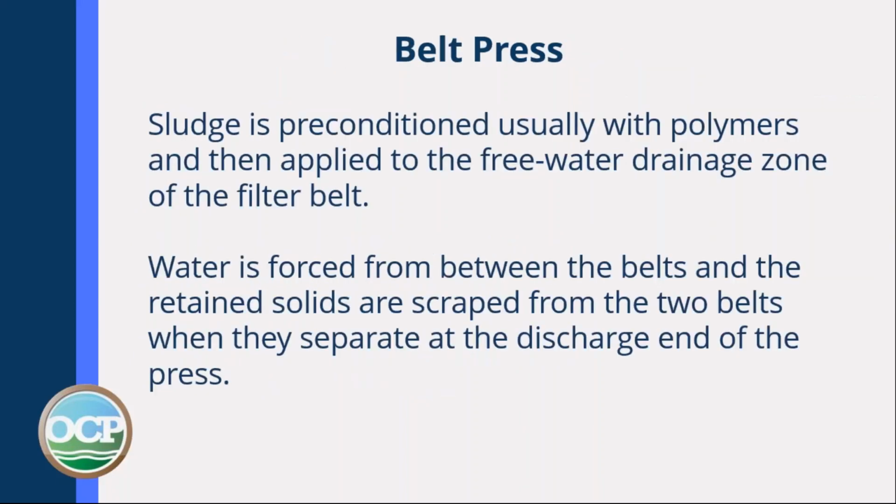You can use a belt press. For belt presses, the sludge is preconditioned with polymers and then applied to the free water drainage zone of the filter belt. Water is forced from between the belts, and the retained solids are scraped from the two belts when they separate at the discharge end of the press.